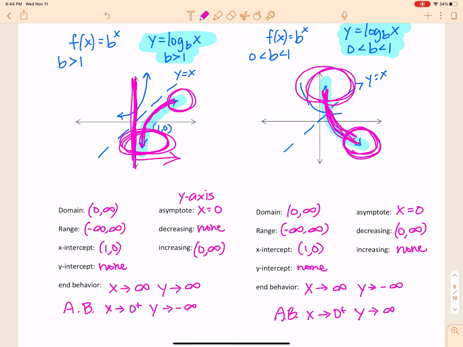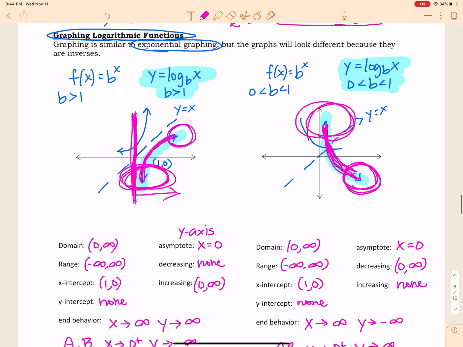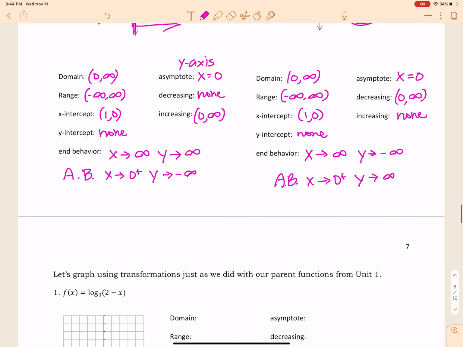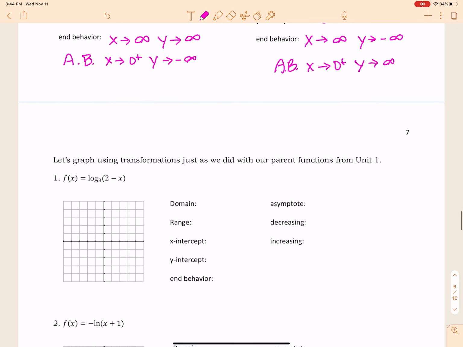So that is just an explanation of what a graph of a log function would look like. And in the subsequent videos, we're going to look at specific examples of the transformation of the parent function.